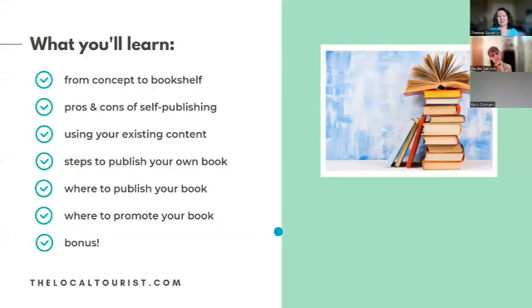So what we're going to cover today, we're going to cover from concept to bookshelf briefly. We'll go over the pros and cons of self-publishing, using your existing content to create a book, steps to publishing your own book. This will be a very basic overview because there are a lot of steps. Where to publish your book, the different platforms you can use, and then where to promote your book. And then I've got a couple bonuses at the end.